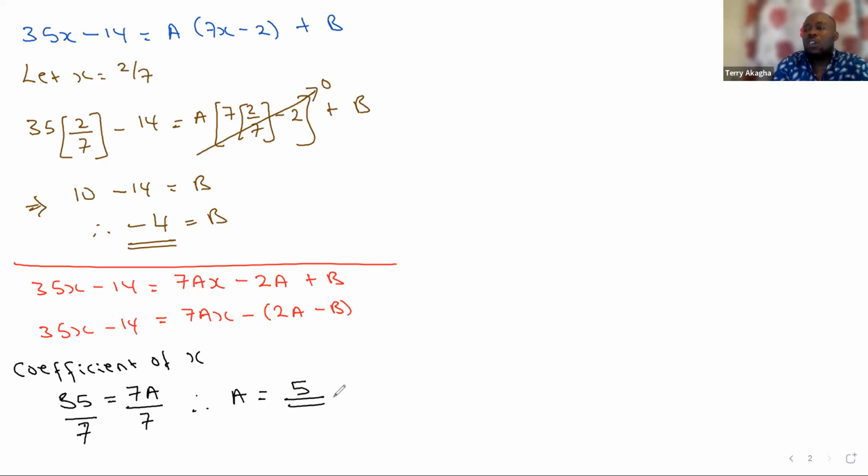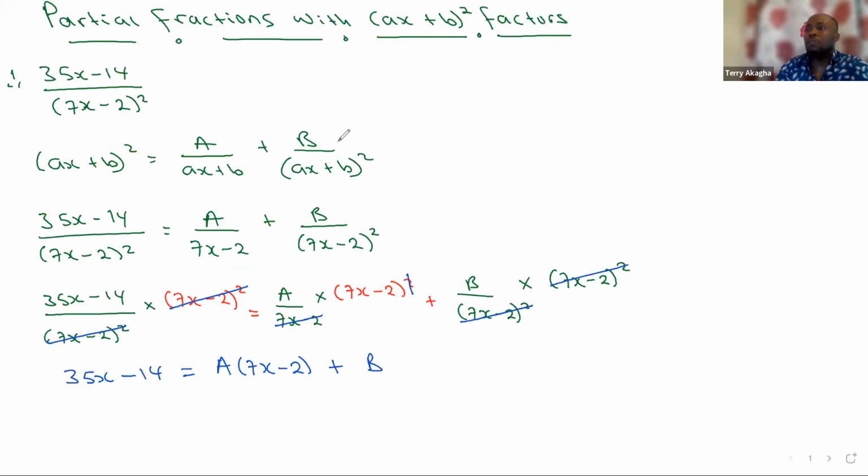Okay, so you can also use minus 14 to be equal to minus 2a minus b, and substitute b to be minus 4, and you get the same thing. So now with that, now we are done. So we just go back to the initial partial fraction we had. So the partial fraction we had was a over 7x minus 2 and b over 7x minus 2 all squared.